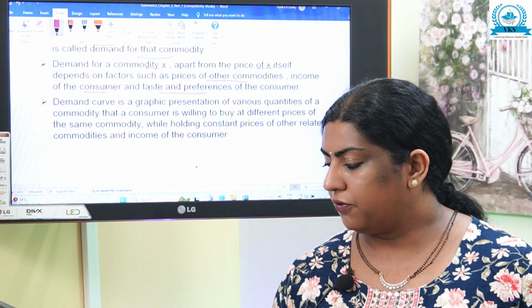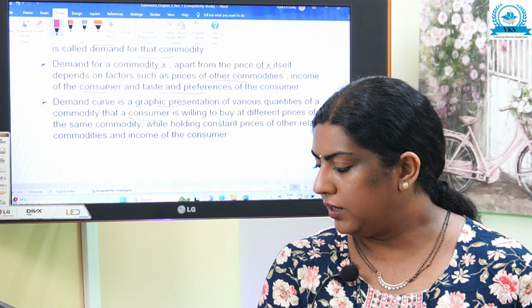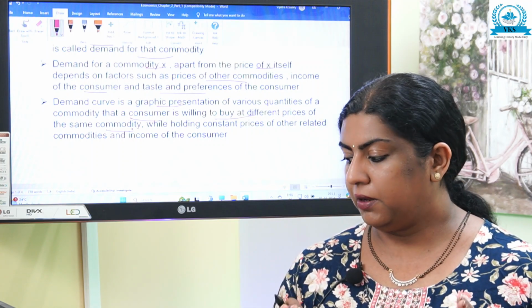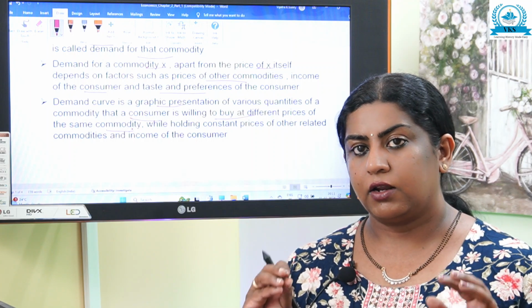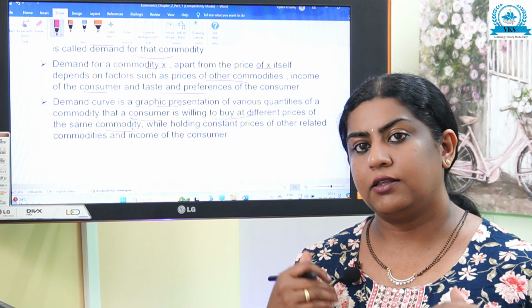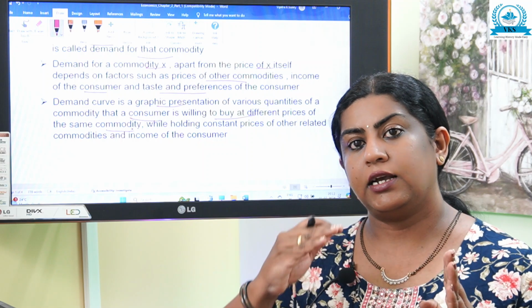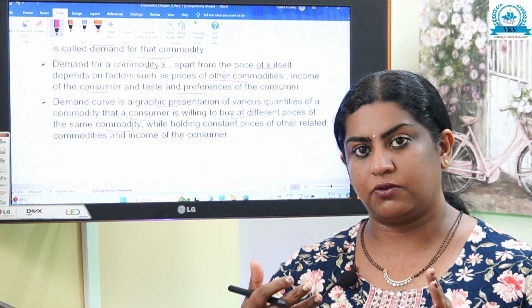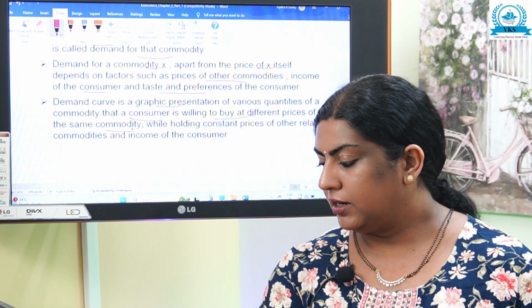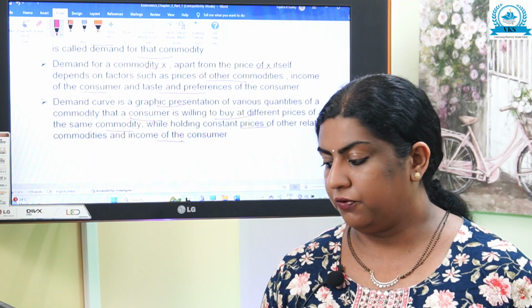A demand curve is a graphic presentation of the various quantities of a commodity that a consumer is willing to buy at different prices of the same commodity. What is a demand curve? A graphic presentation of different quantities of the same commodity that a consumer is willing to buy at different prices. When the commodity has a lower price, how much does the consumer want to buy, and when it has a higher price, how much does the consumer want to buy? That is called the demand curve, while holding constant the prices of other related commodities and the income of the consumer.